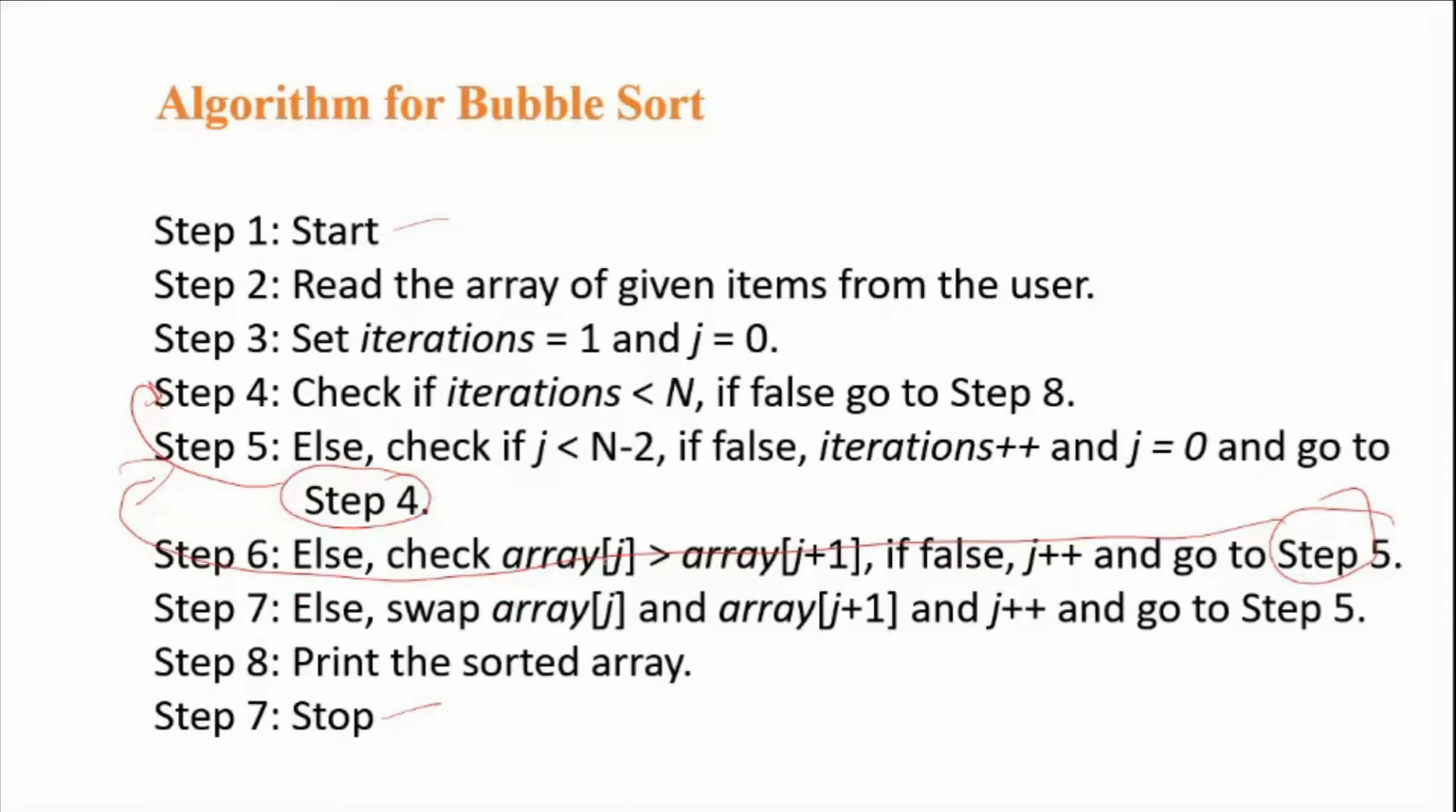Else, if array j is greater than array j plus 1, then array j and array j plus 1 are swapped with each other. And then we increment the value of j and go back to step 5. Finally, the time comes when iterations becomes greater than or equal to n. At that time we print the sorted array. Then we stop. That is the algorithm for the bubble sort.